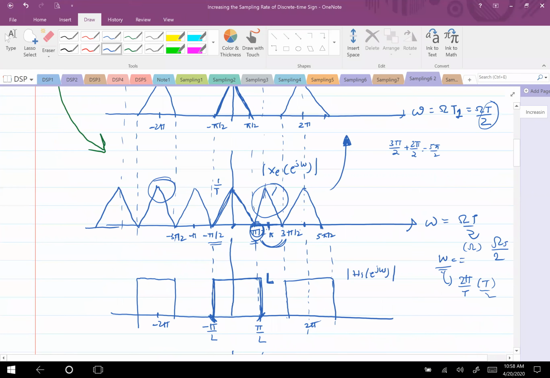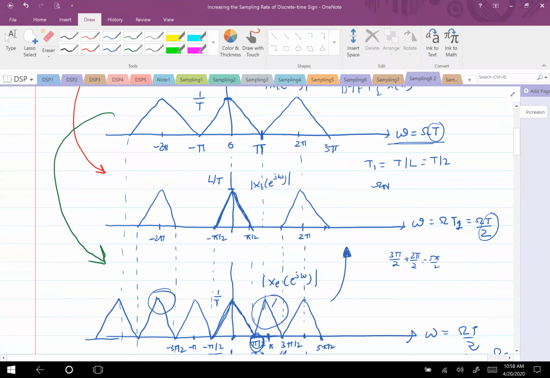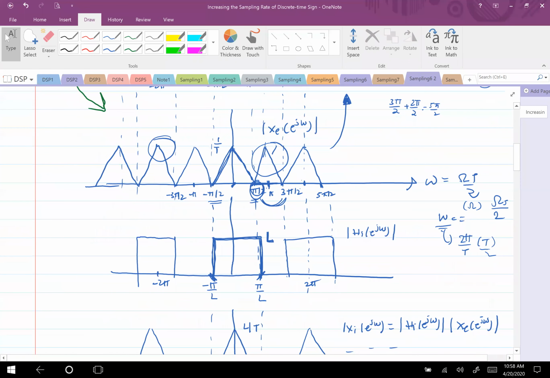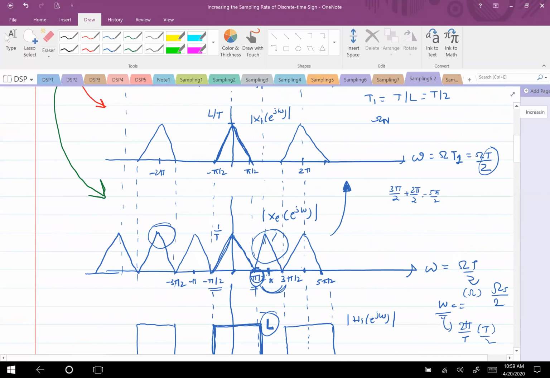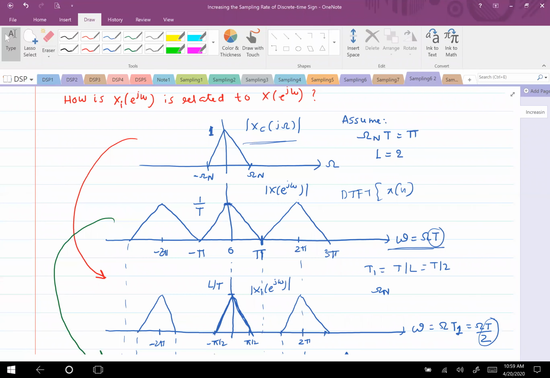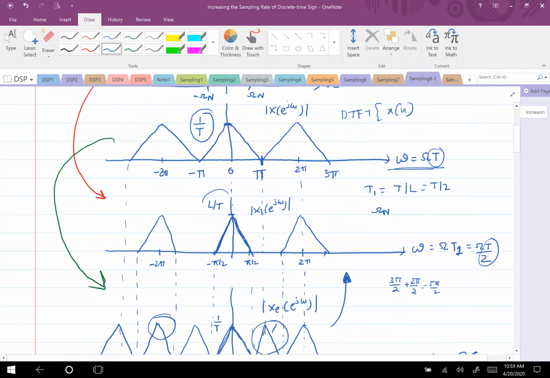So that means you now have from minus pi by L to plus pi by L. Essentially there will be L copies, and you just need to pick one copy. Then this multiplication factor of L would come in, because the moment you are sampling the signal, it is 1 divided by the time period. So this would be 1 by T for your discrete time signal, but if you are doing it by T by L, you should get L by T here.